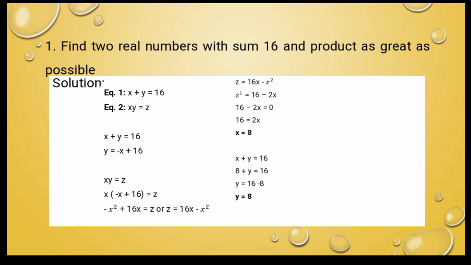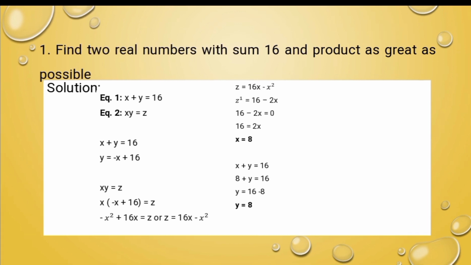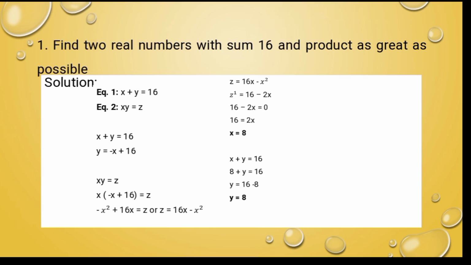Then solve for the critical number. So we have z is equal to 16x minus x squared. Next, differentiate the equation of z to get the critical number. So we have 16 minus 2x. Then we have 16 minus 2x is equal to 0. Then divide by 2 to get x, the critical number. So we have x is equal to 8.